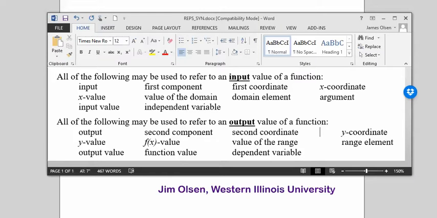Before we proceed, I want to give you a few synonyms. Functions are very common in mathematics, and we have lots of ways of talking about the input values and the output values. The input is sometimes called a first component of the ordered pair, a first coordinate, an x-coordinate, a domain element, an independent variable, and so on. The output might be called a y-coordinate, a y value, an f of x value, a dependent variable, and you can see there are many synonyms for input and output.